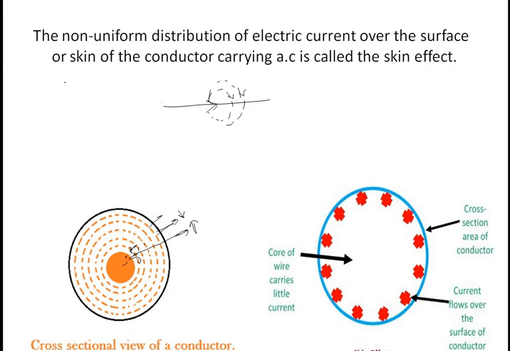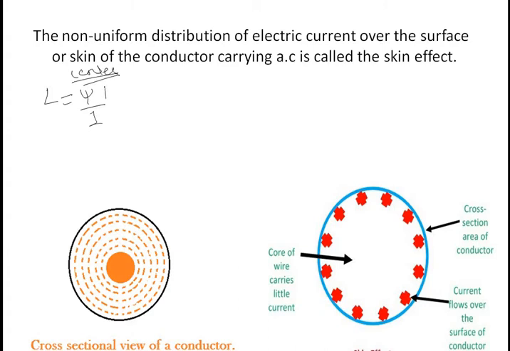You know the basic formula of inductance, that is L is equal to psi by I. Suppose consider this as the center part. The flux linkage is more at the center, so the inductance will be more. We know the formula of reactance, that is XL is equal to 2 pi FL. Inductance is more, and therefore the inductive reactance will be more.